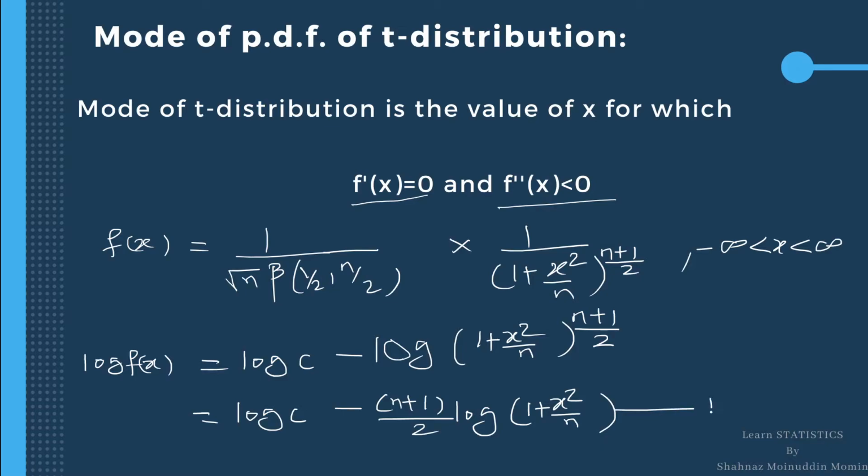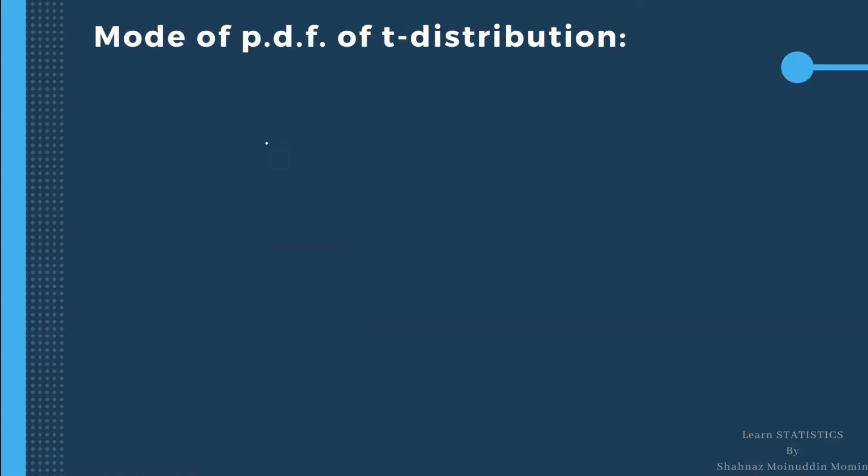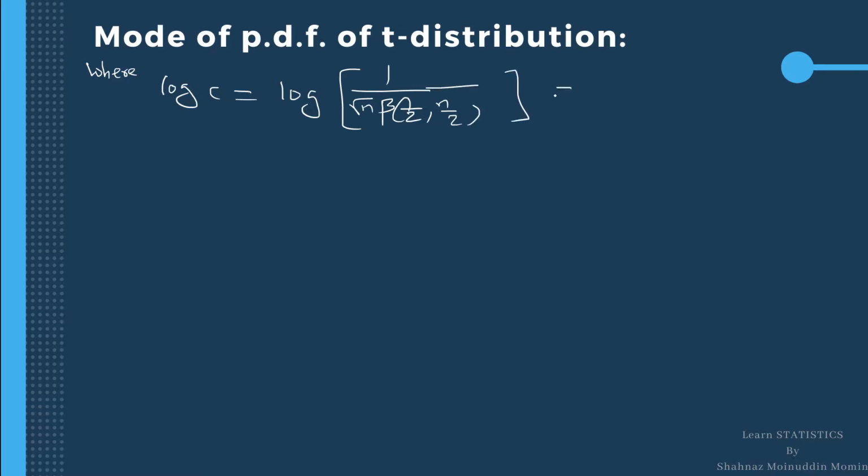Let me call it equation number 1 for our further reference, where log c is nothing but log of 1 divided by under root n beta 1 upon 2, n upon 2, and we know that this is a constant, as n, the degrees of freedom, is a fixed value.